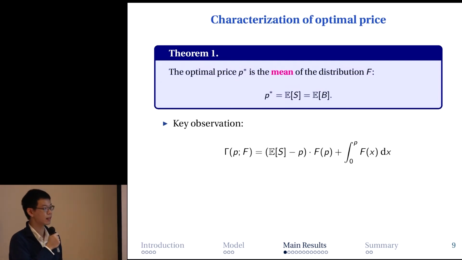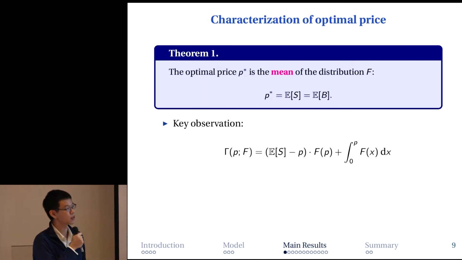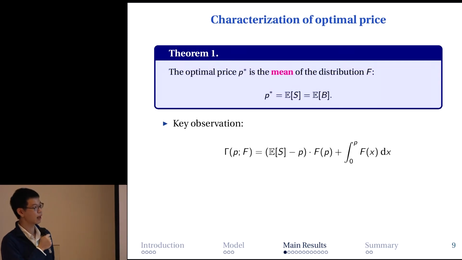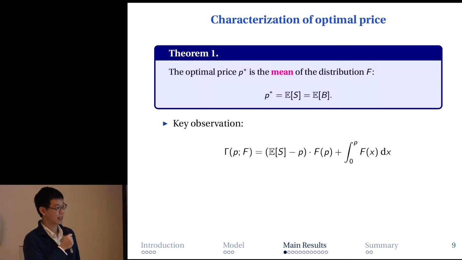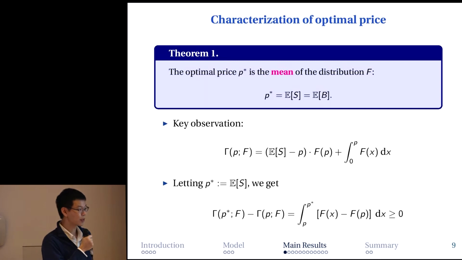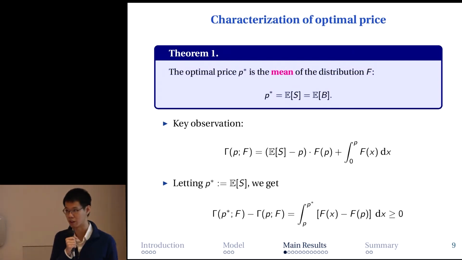So the proof is pretty simple. It relies on one single observation, which is that via integration by parts, we can write the expected gains from trade, gamma p, in the form of this expression over here. The upshot of writing the expected gains from trade according to this expression is that we can compute the difference between the expected gains from trade under the optimal price, which is the mean of the distribution, denoted here by p star, as well as any other price p. Right? So we claim that this difference is always non-negative. If it's non-negative, then the expected gains from trade is maximized when p is exactly equal to p star.